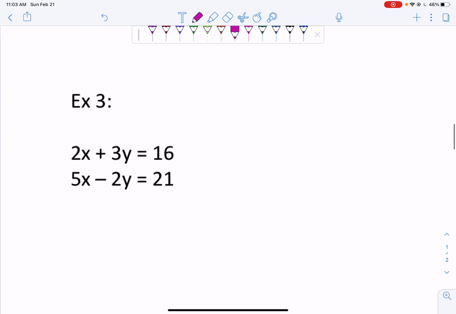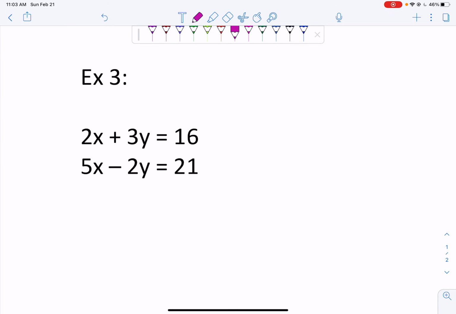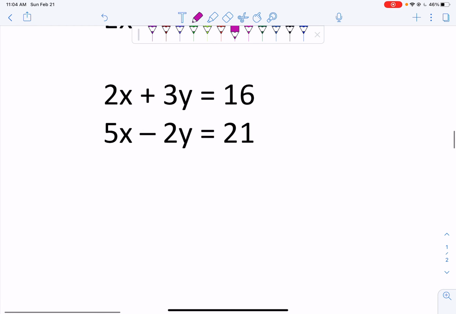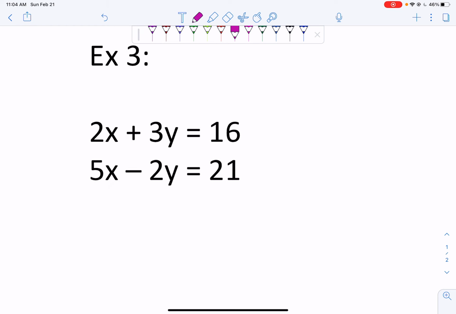Let's go on to our final example. In our final example, we have 2x plus 3y equals 16, and 5x minus 2y equals 21. The first thing I have to ask myself, what are my coefficients? I have a 2 and a 5. That doesn't work. I have a positive 3 and a negative 2. This I actually like. And here's why. Because one of my numbers is already negative. So I don't have to end up distributing a negative. So I'm going to eliminate my y's.